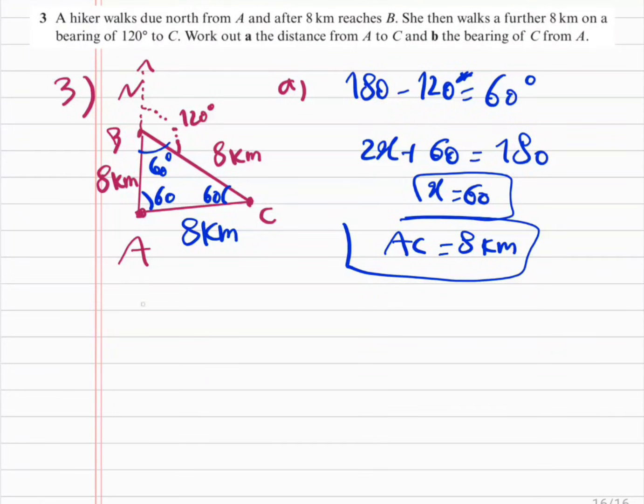Now, in part B, we want to find the bearing of C from A. So it's essentially talking about this bearing here, which is 60 degrees. And to put that in bearing form, we say 060 degrees. So that's the bearing of C from A, because remember, bearing is always measured from the north line, in a clockwise direction.